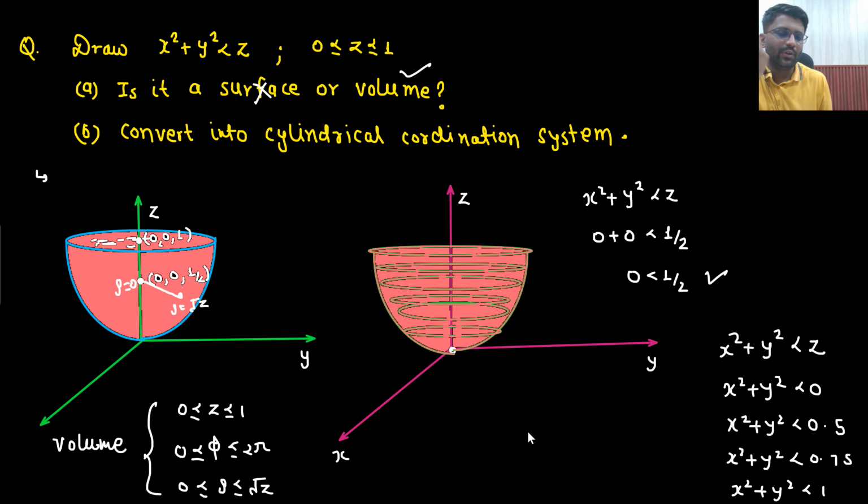Okay. And how will you convert? x equals rho cos phi, y equals rho sin phi, and z equals z only. So this is how I will be converting. Understandable? And this is how I will make the graph, which is completely clear to you.